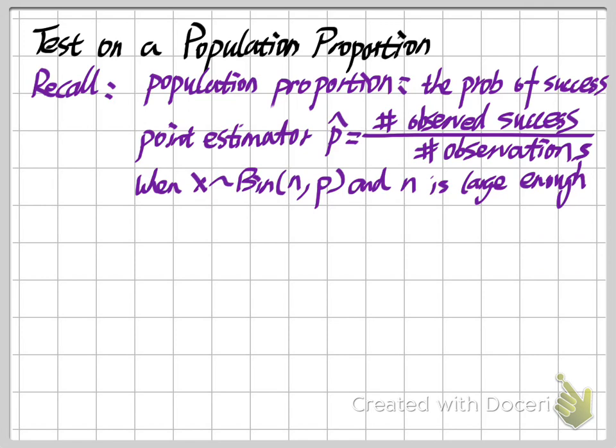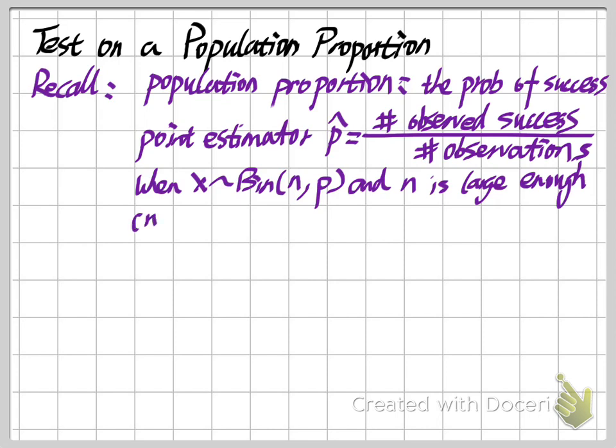So what is the point estimator of our population proportion? This is denoted by p hat. p hat is the number of successes in the sample divided by the total number of observations in our sample. We can use this p hat to estimate our population proportion. But please remember, we only use this when n is large enough. Of course, what counts as large enough depends on the requirement of the occurrence.